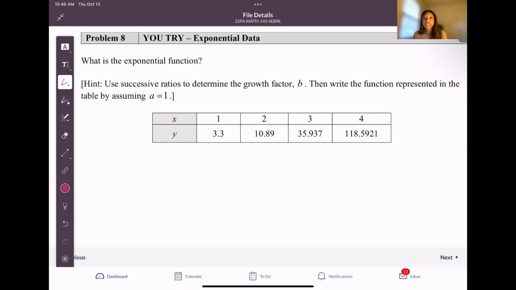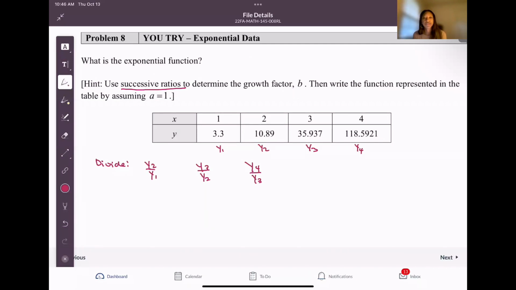Okay, so our hint is, it says use successive ratios to determine the growth factor b, and then write the function represented, and we're going to assume that a equals 1. I want to focus on this term successive ratios. Ratios mean that we are dividing by something. Let me just identify these as y1, y2, y3, and y4. You divide y2 by y1, and then see what you get. And then y3 divided by y2, and then y4 divided by y3.